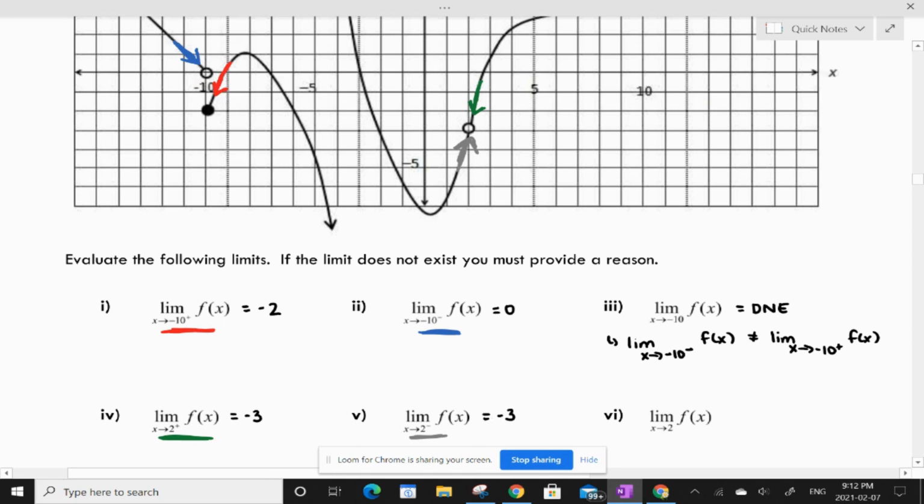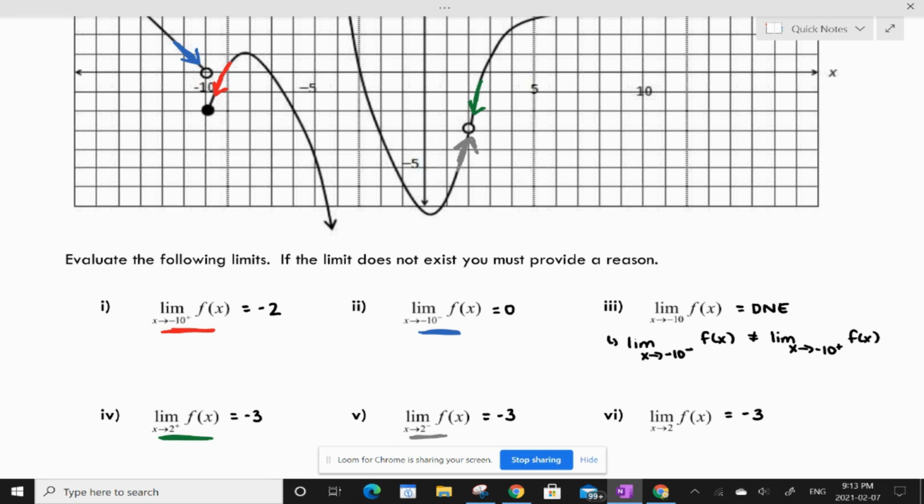So the next portion says the limit as x approaches 2 for f of x. I'm going to look at my left-hand side limit and my right-hand side limit. They both equal the same number, which is negative 3. So the limit as x approaches 2 for f of x is negative 3. Remember, we're not concerned about what's happening at 2. We're only concerned about what's happening when we start approaching x equals 2.